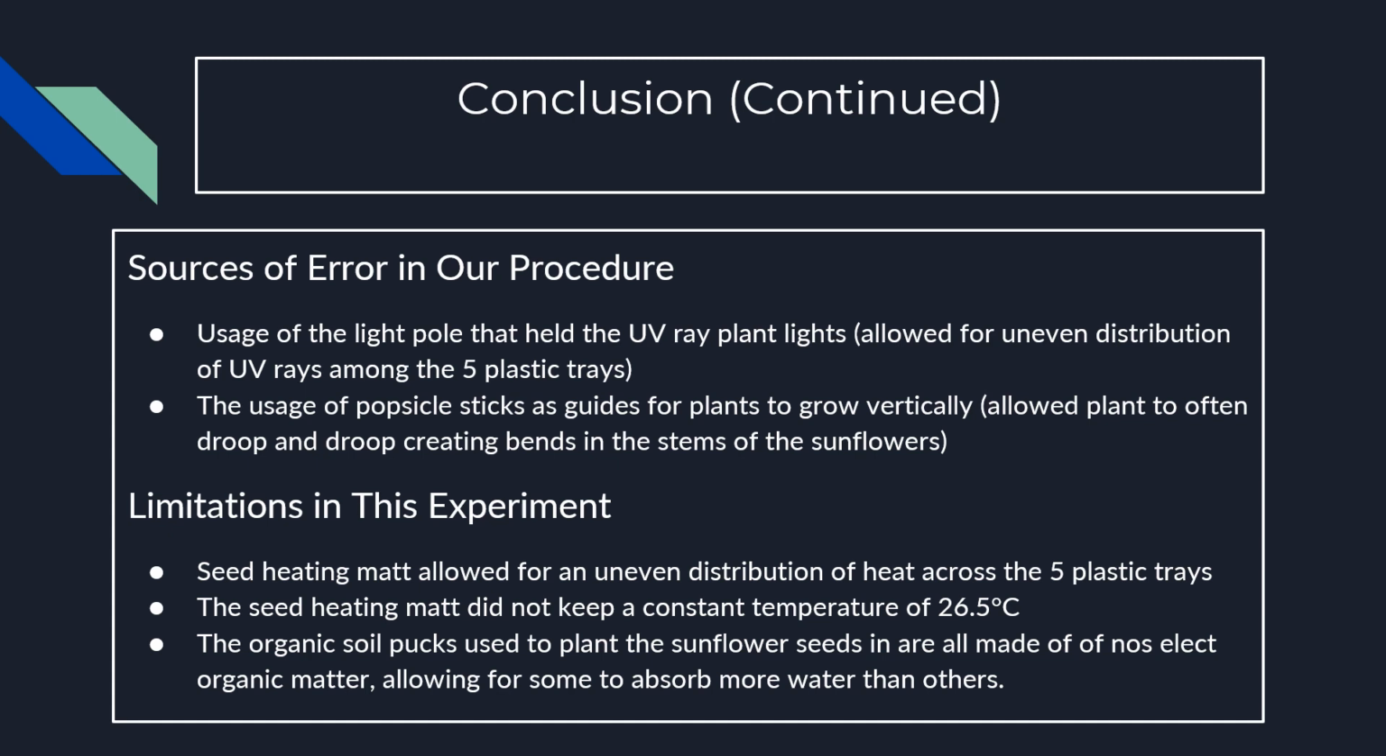Lastly, the organic soil pucks used to plant the sunflower seeds in are all made up of random organic matter, and it is compressed into a single organic soil puck. This allows for different absorption rates for each of the organic soil pucks.